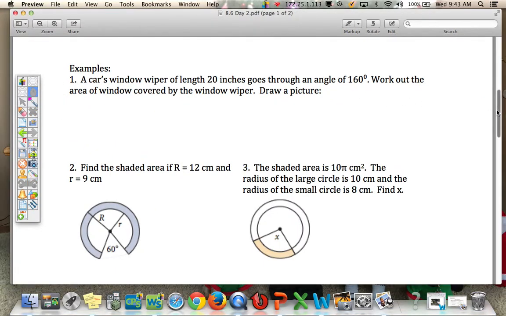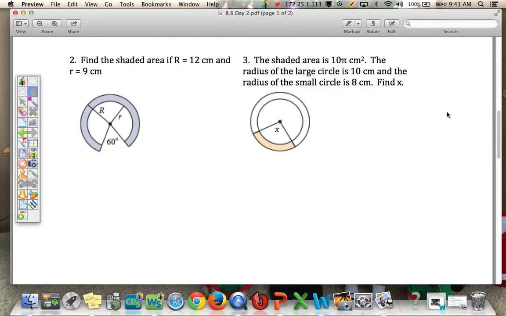So again, draw a picture if it's not drawn for you. Figure out which formula you need. Sorry again. And then solve. So for this one, find the shaded area if the big radius is 12 and the little radius is 9, and it's part of an annulus.